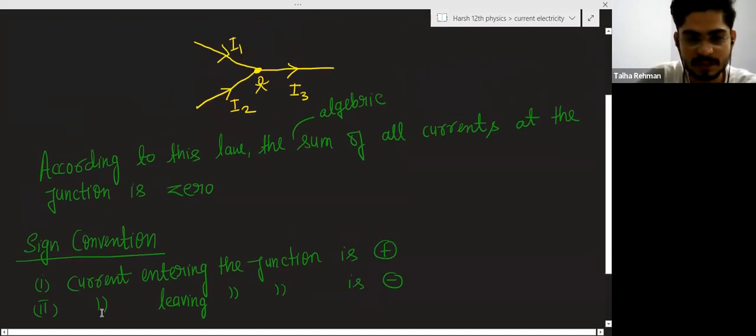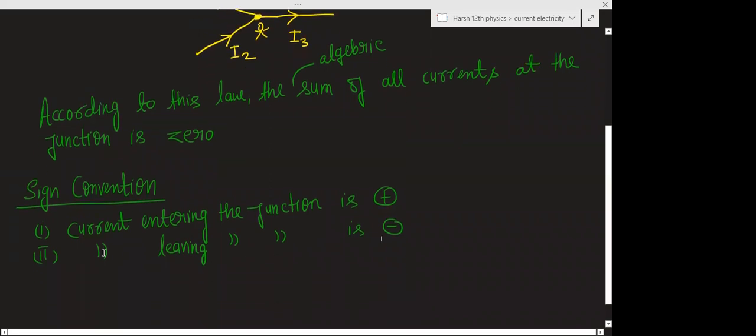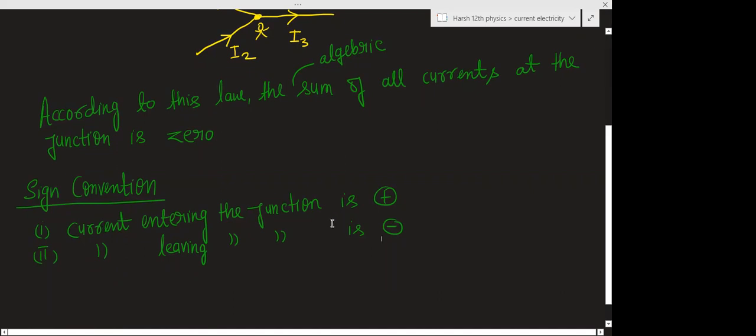Do you know about these two commas? Here I have written current and current, and the word junction is the same, that's why I put a comma. We do this for saving our time.